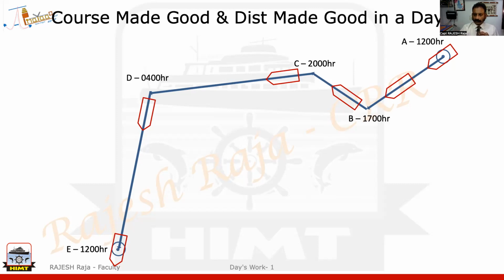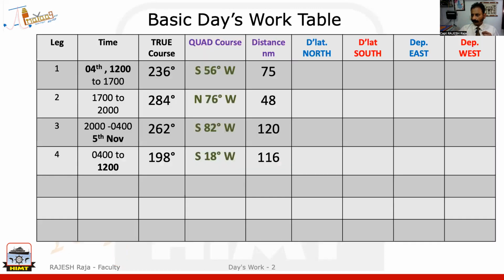Now, when you have this picture, which I already told you about in the previous modules on day's work and the basics, each leg of this course, like from 12 to 17, each one of them, I'm going to convert into a right angle triangle. The 3 sides are the distance, the D'lat and the departure. And of course, there is an angle called the quadrantal course. I'm going to show you how to split them.